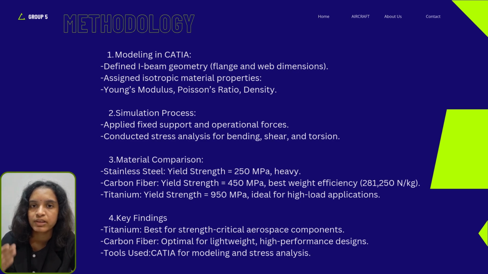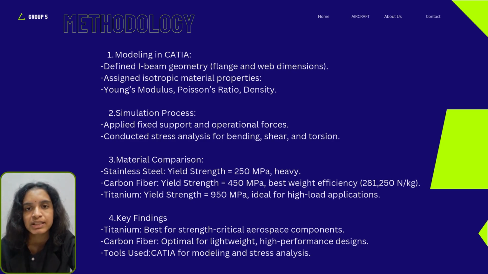The study involved a comparison of three materials: stainless steel, carbon fiber, and titanium. Stainless steel, with a yield strength of 250 MPa, was included for its high strength but noted to be the heaviest material analyzed. Carbon fiber, with a yield strength of 450 MPa, offered exceptional weight efficiency, achieving a strength-to-weight ratio of 281,250 Newton per kg. This made it a strong contender for applications where minimizing weight is a priority.